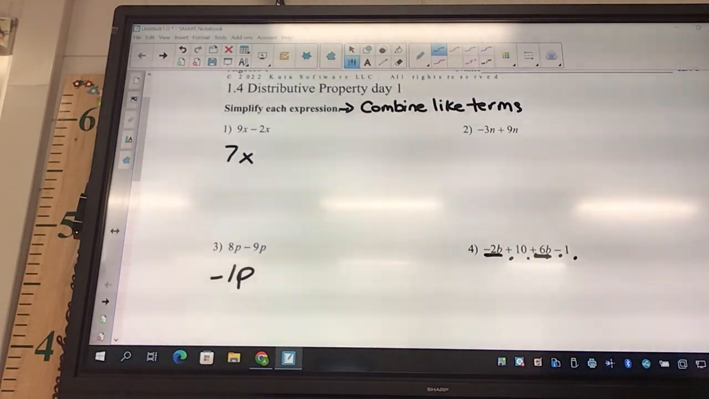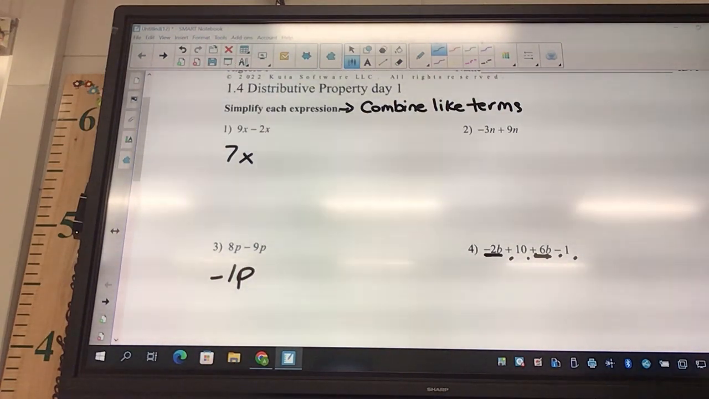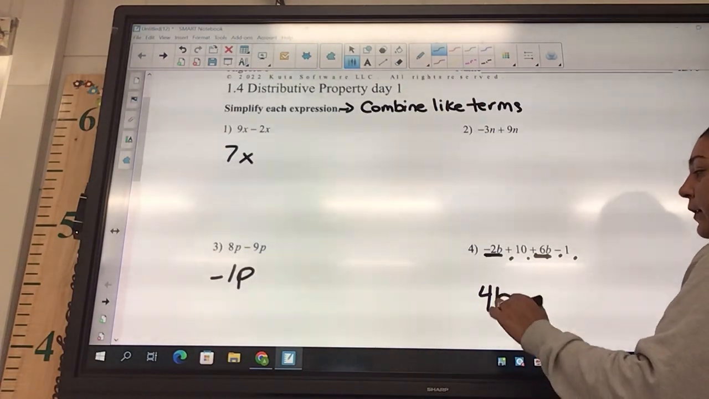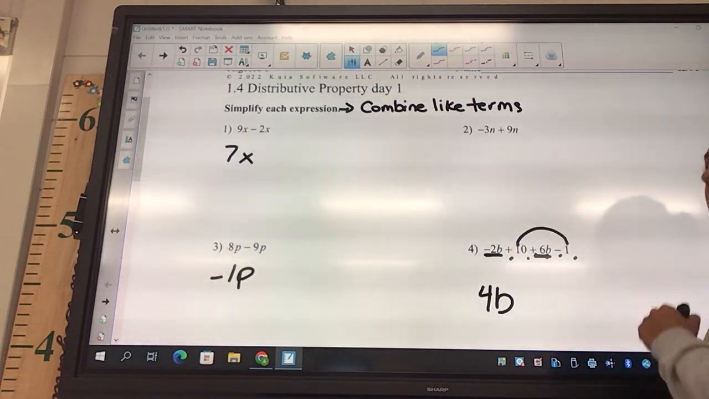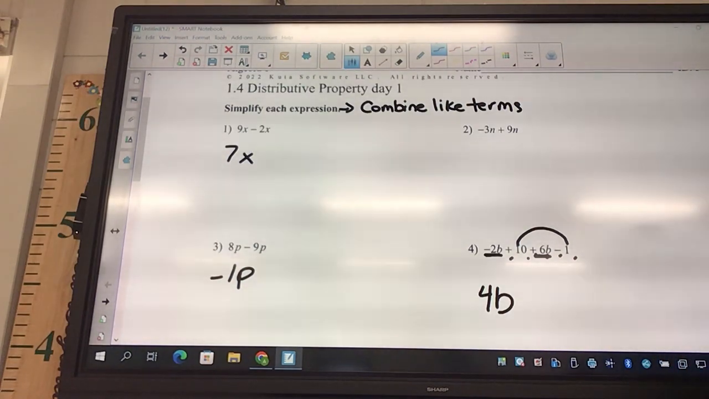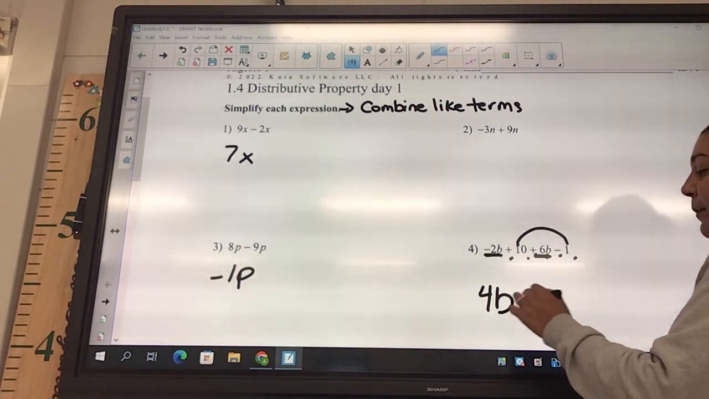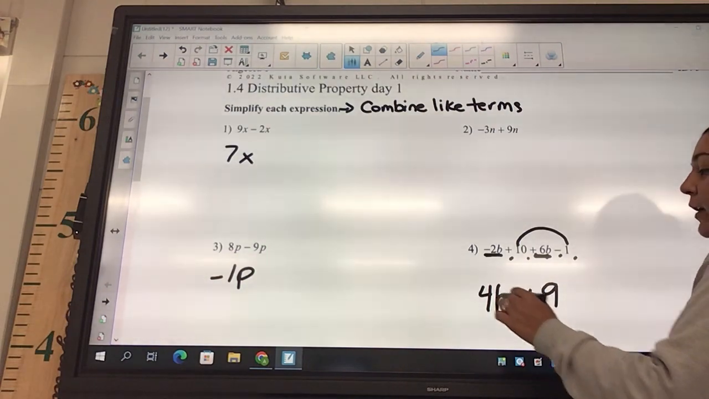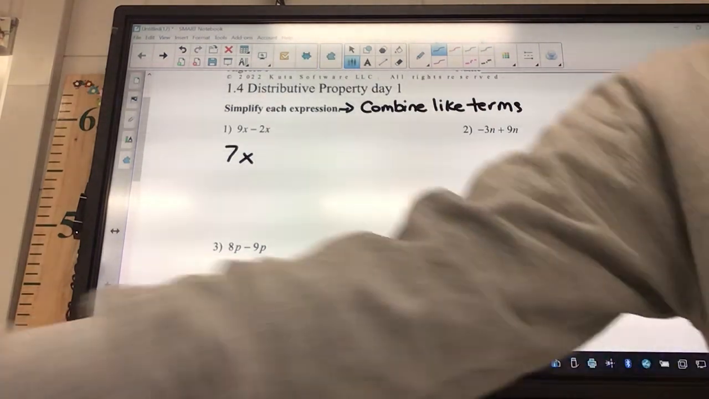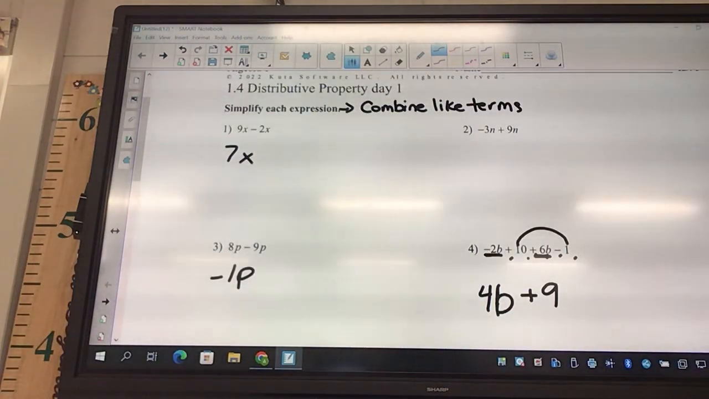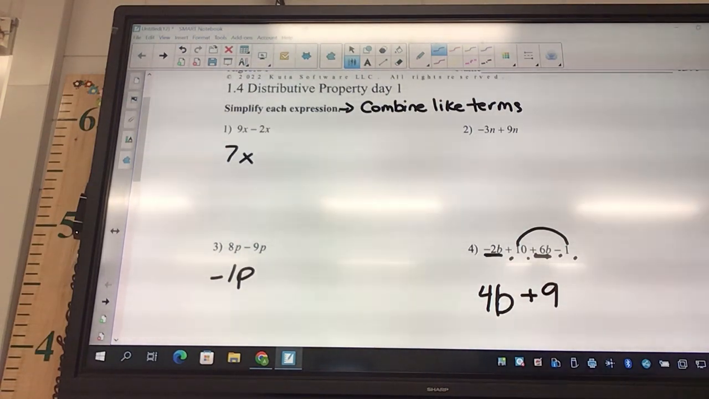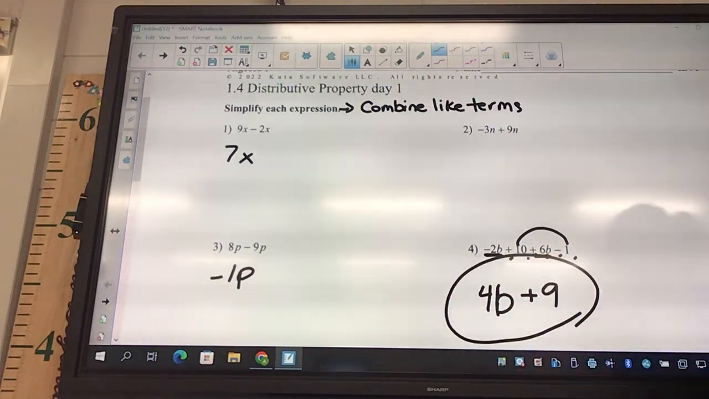Okay, so we could put the negative 2 and the 6 together. So what is negative 2 plus 6? 4b. And then we can put the positive 10 and the negative 1 together. So it's going to be a positive 9. We can't combine those any further because the 4 has a b, but the 9 does not. So that is fully simplified, and that's going to be your answer. Okay, so you stop here.